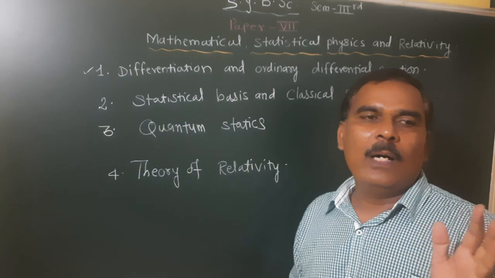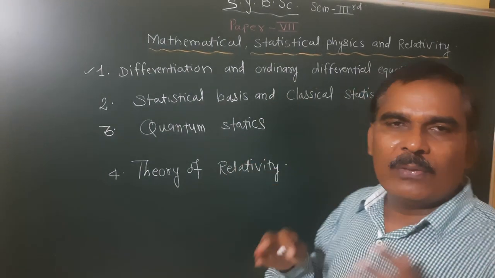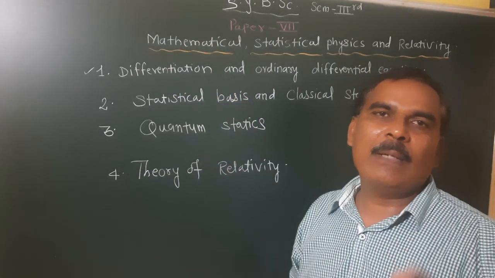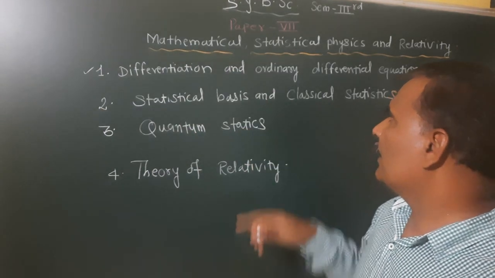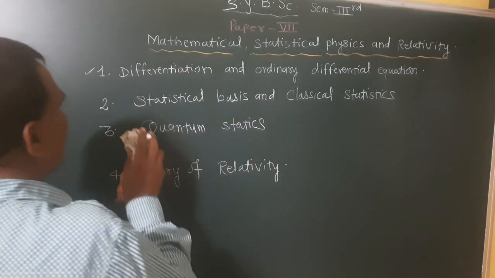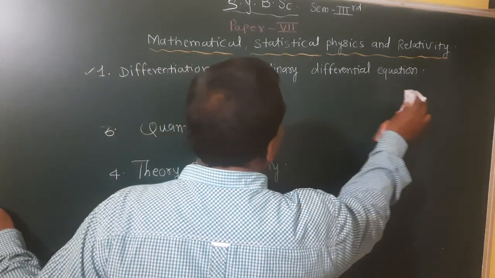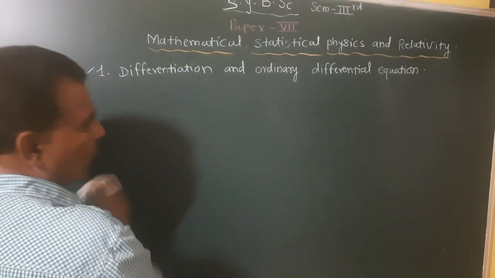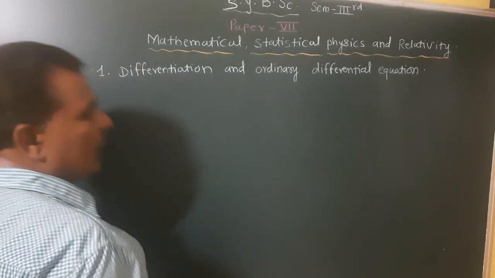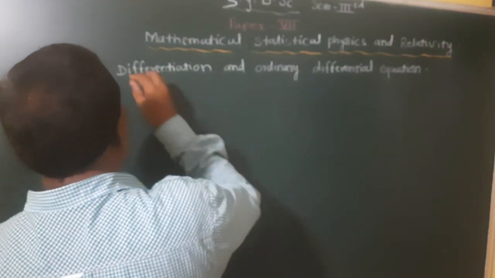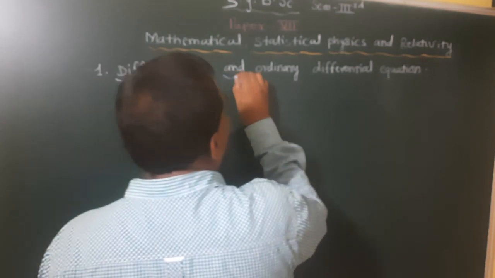That's why we have 4 topics, and in that, the first section we are going to start today is mathematical physics. In mathematical physics we have to study differentiation and ordinary differential equations. The syllabus we have to see from the syllabus books or the university website. These are the 4 topics, and after that we continue today's lecture. The first topic is very important, topic number 1: differentiation and ordinary differential equation.